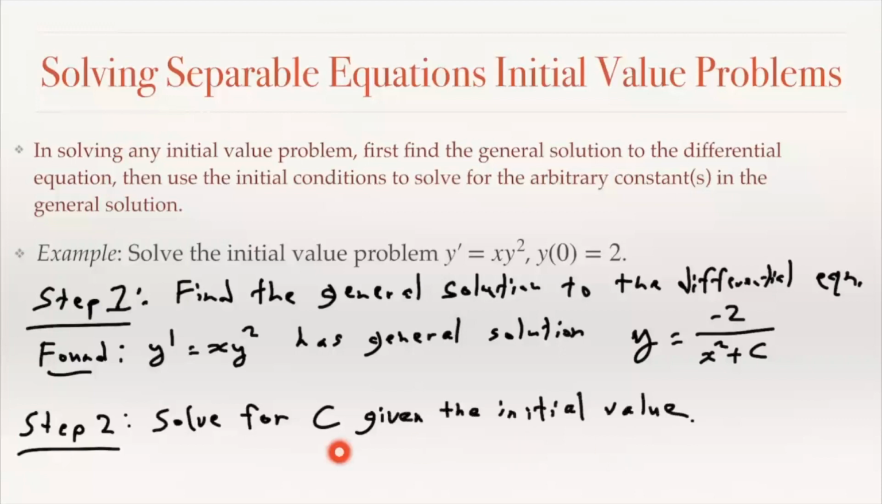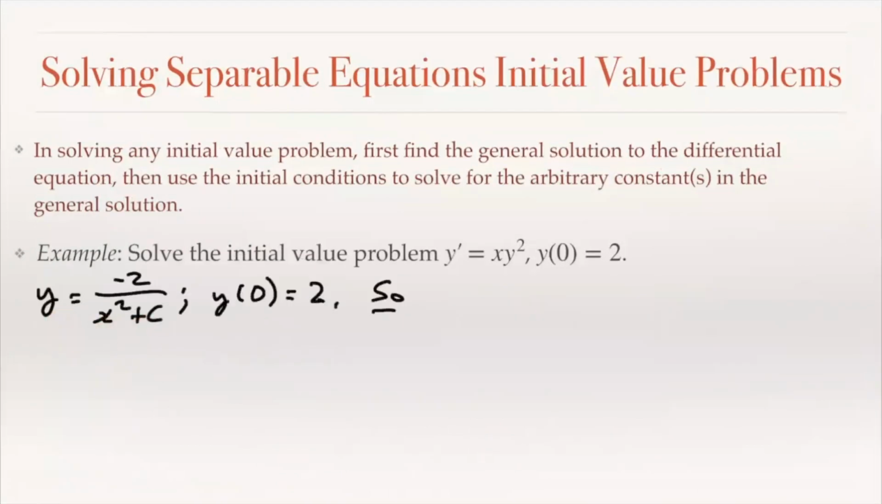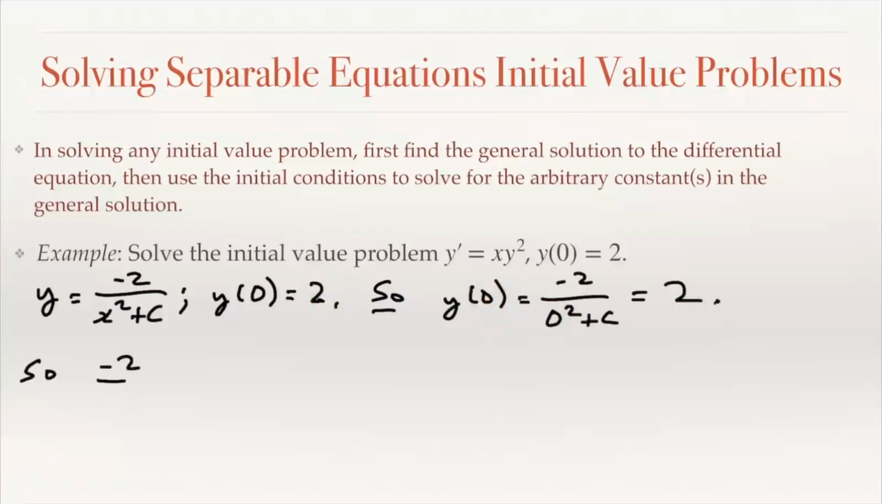Okay, we learned how to do this, but let's do a refresher by working through it. So we know that the general solution is this. We know the y of 0 is 2. So y of 0, that's negative 2 over 0 squared plus c, must be equal to 2. I mean, we plug it in for x, and it must have output 2. So negative 2 over c is 2, and thus c is negative 1.